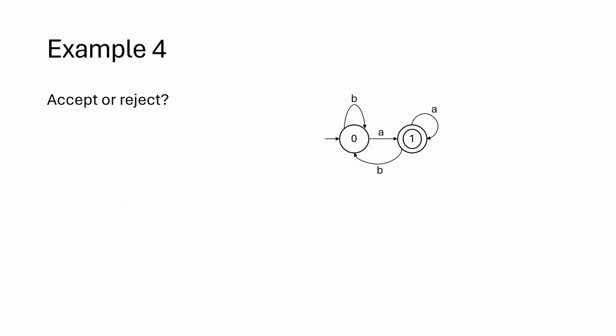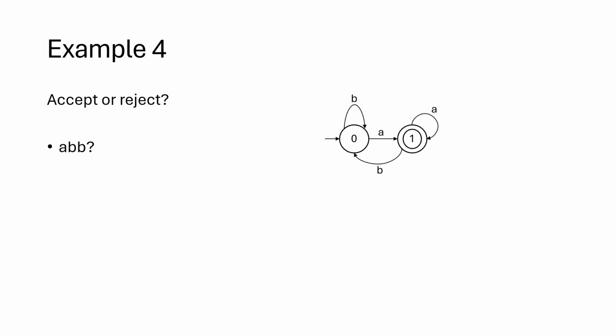Now, here's our next example. This is a finite state recognizer with two states, 0 and 1. The input alphabet is A and B. Again, similarly, we want to start with concrete input streams and then generalize.